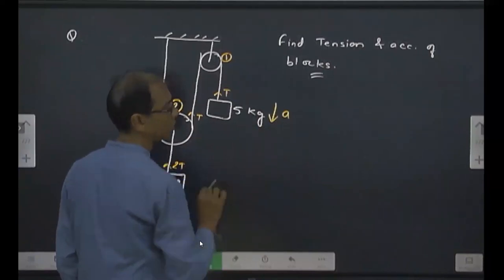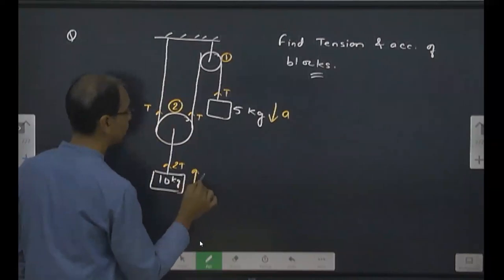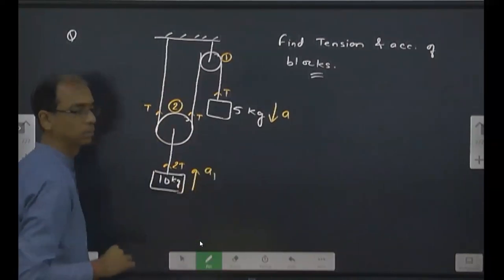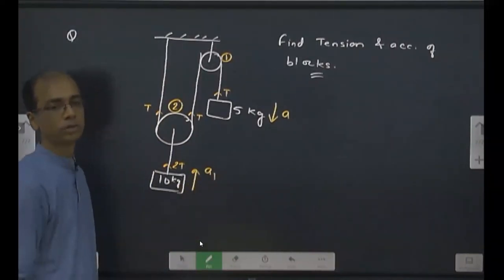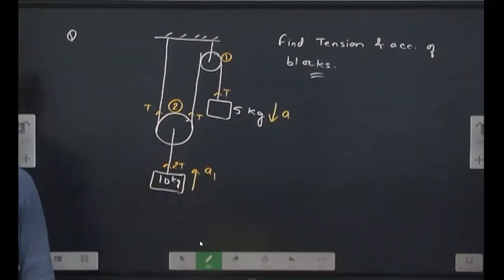Let's say it is A. And its acceleration upwards, A1. Fine. What is the relation? Come on, that you are doing. Now I'll not do. Tell me what is A1 value in terms of A. Use constraint equation how I told you.